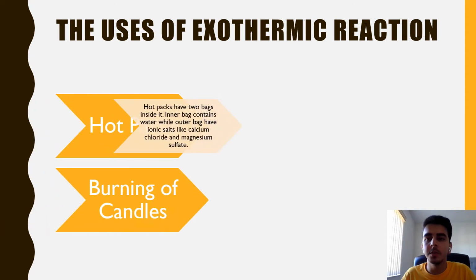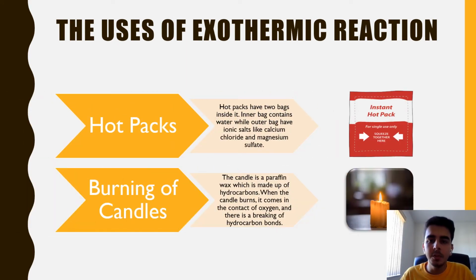The uses of exothermic reactions. An exothermic reaction occurs inside hot bags. Hot bags have two bags inside them, and the inner bag contains water while the outer bag has ionic salts like calcium chloride and magnesium sulfate. When these ionic salts react with water, an exothermic reaction takes place and energy is released in the form of heat. The heat from the hot bags can increase blood flow and help restore movement to the injured tissue. They are also used to relax muscles and decrease pain.